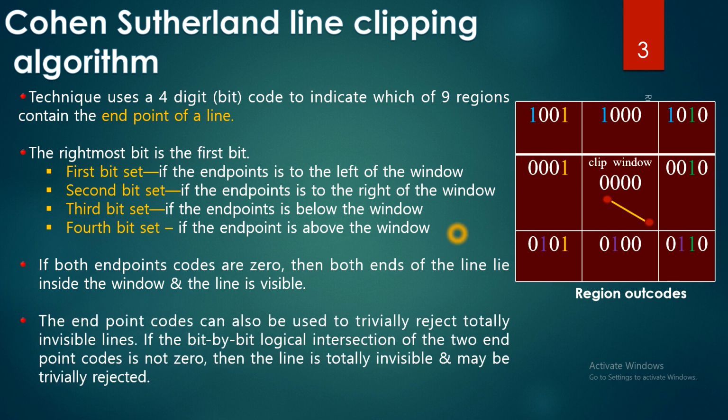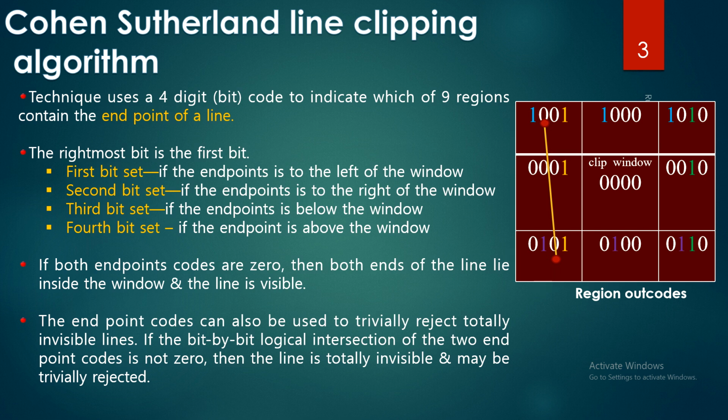The endpoint codes can also be used to trivially reject a totally invisible line. So this line is totally invisible, because the bit by bit logical intersection of the two endpoint codes is not 0. This endpoint's code is 1001 and this endpoint's code is 0101. Now ANDing these two bits, 1 and 0, 0 and 1, 0 and 0, 1 and 1, we get 1. So it is not 0. Then the line is totally invisible and may be trivially rejected.